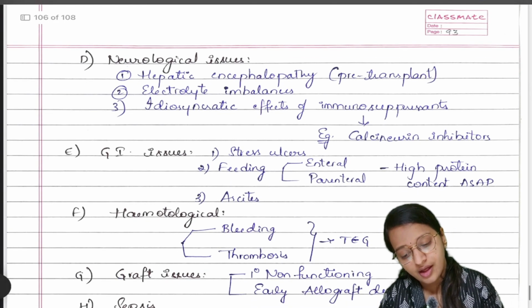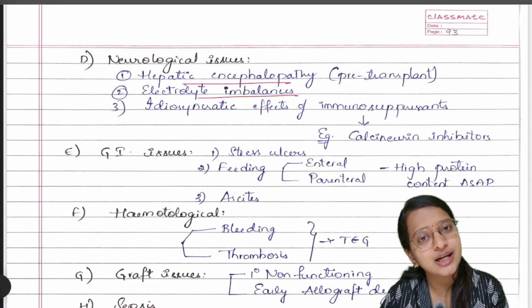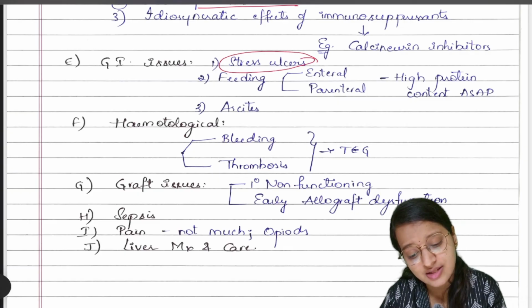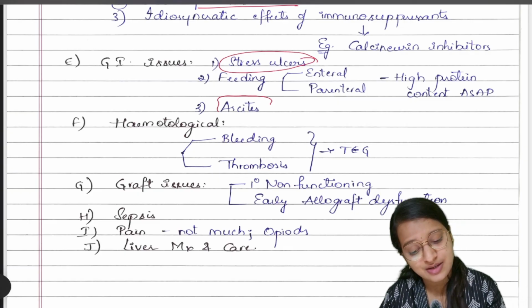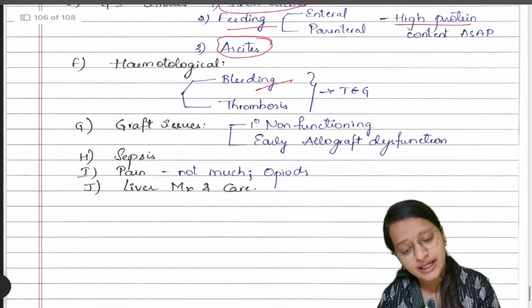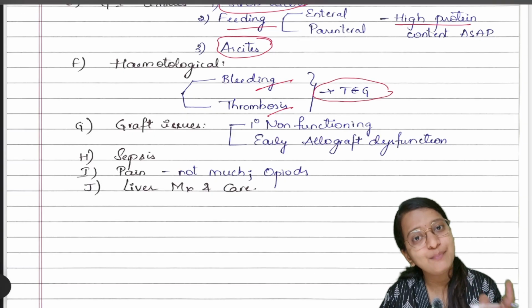Okay. Neurological issues: if the patient was having hepatic encephalopathy before, he might have it now also, right? Hepatic encephalopathy, electrolyte disturbances, and idiosyncratic effects of immunosuppressants that we give postoperatively. GI issues: for any post-op patient, there might be stress ulcers, and the patient is a liver disease patient, so there might be ascites, and we have to go for high protein content as soon as possible. And we have to go for feeding, enteral or parenteral feed. Hematological, bleeding and thrombosis will be our major issues, so we have to go for TEG even post-operatively.